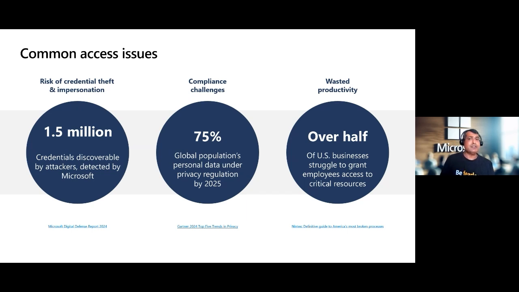Regulation over data and access is growing, with 75% of the global population's personal data expected to be under some kind of a privacy regulation by the end of 2025. It's imperative to know who has access to your resources and trust them, especially with strict compliance requirements in regulated industries and especially with government vendors. Many companies still use manual approvals to grant employees access to resources. This practice is slow, it's very cumbersome, and it limits productivity as well.